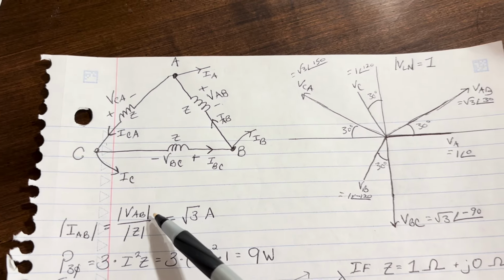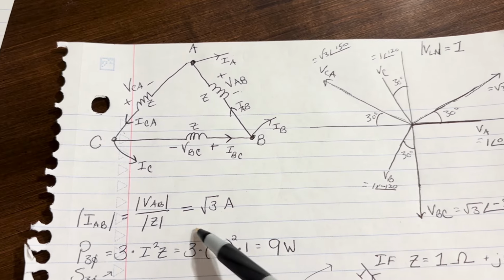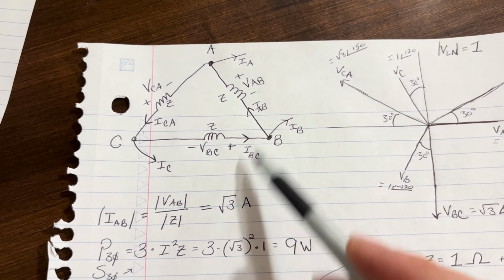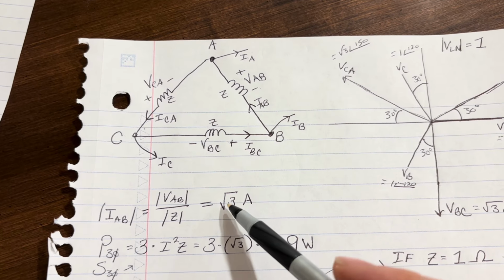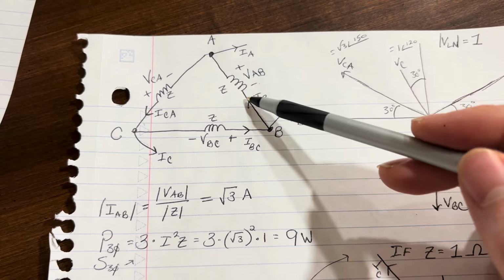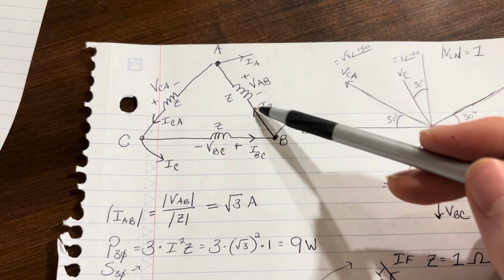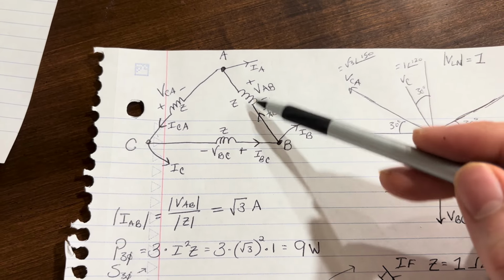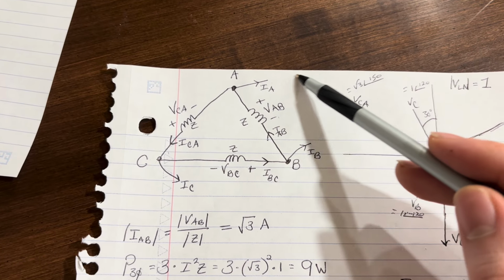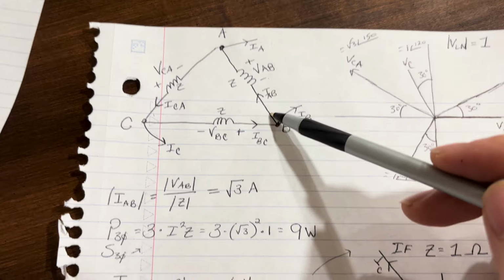What's VAB? We already know it's a magnitude of root 3. What's Z? We just said we're going to say it's 1 ohm. Okay, our current in this phase is a magnitude of root 3. Phase current refers in the delta to the current flowing through here. Line current always refers to something like a transmission line way away from here.